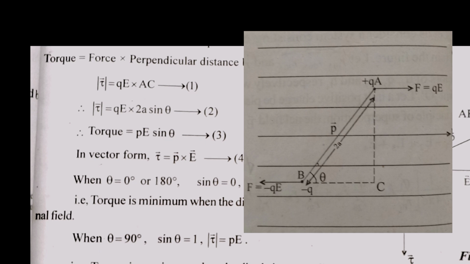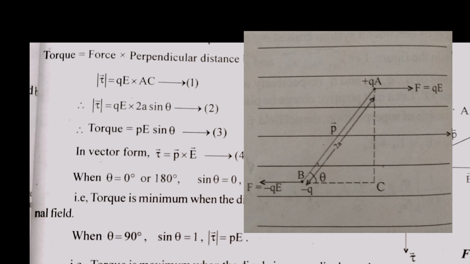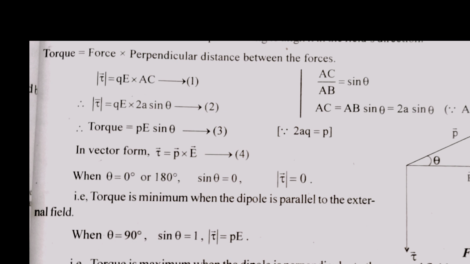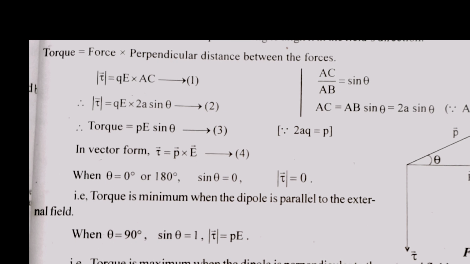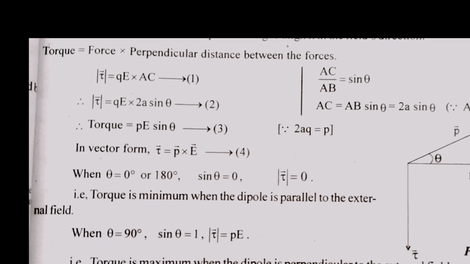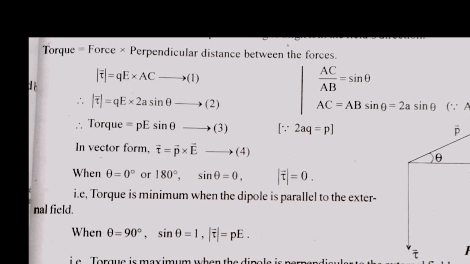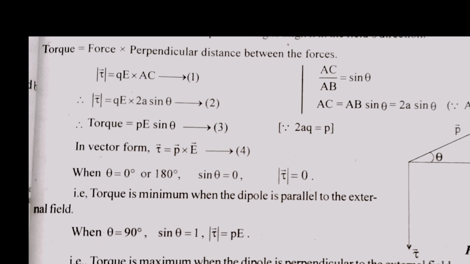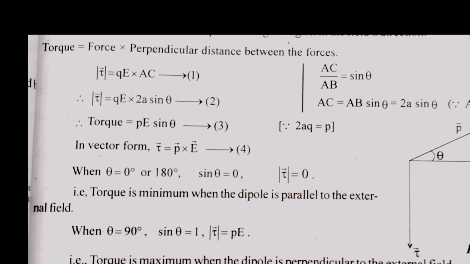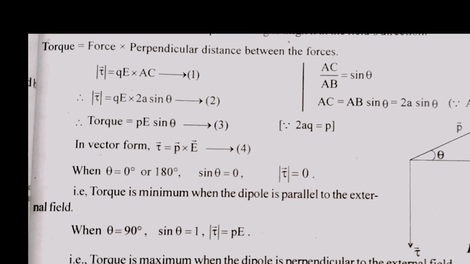AC will be equal to AB sine theta, and we have AB, that is 2A. So can we substitute that? AC will be equal to AB into sine theta, that is 2A sine theta. Now we can substitute the value of AC in equation number 1. We have tau is equal to QE into AC, that is equal to QE into 2A sine theta.